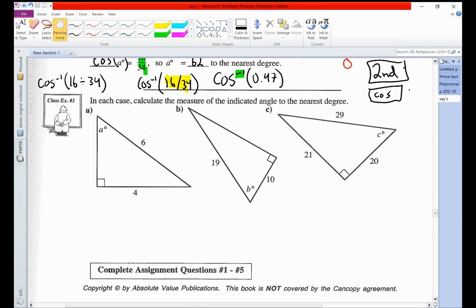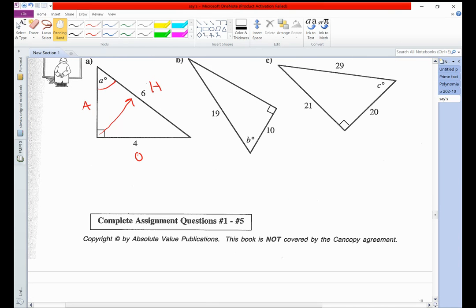Okay, so what angle are we looking for? It says, in each case, calculate the measure of the indicated angle to the nearest degree. Well, they're indicating they want us to find angle A. From angle A, I know that 4 is the opposite, 6 is the hypotenuse, and the adjacent's over here just for good measure. Scroll a little bit if it'll let me. There we go. So, using my SOHCAHTOA, it's very handy just to have that written down somewhere. It only takes 1 second.